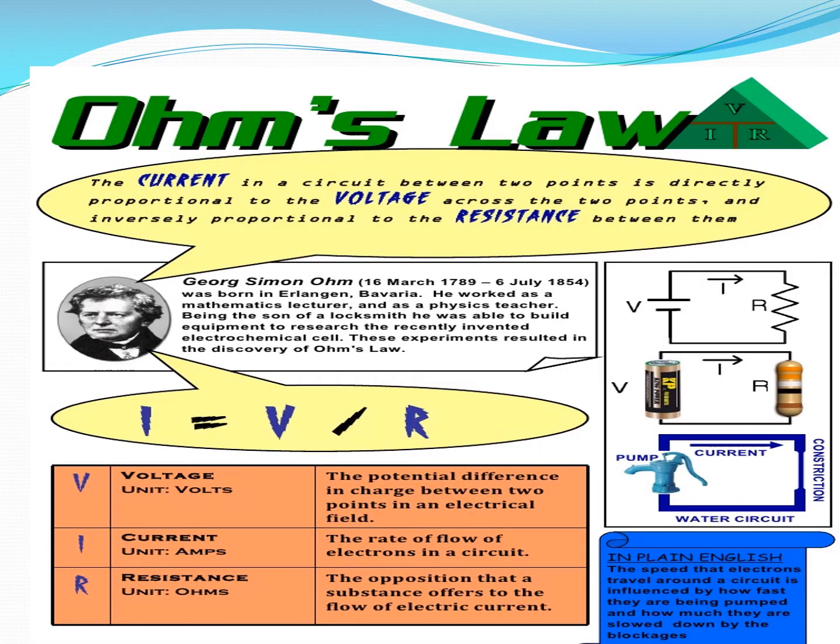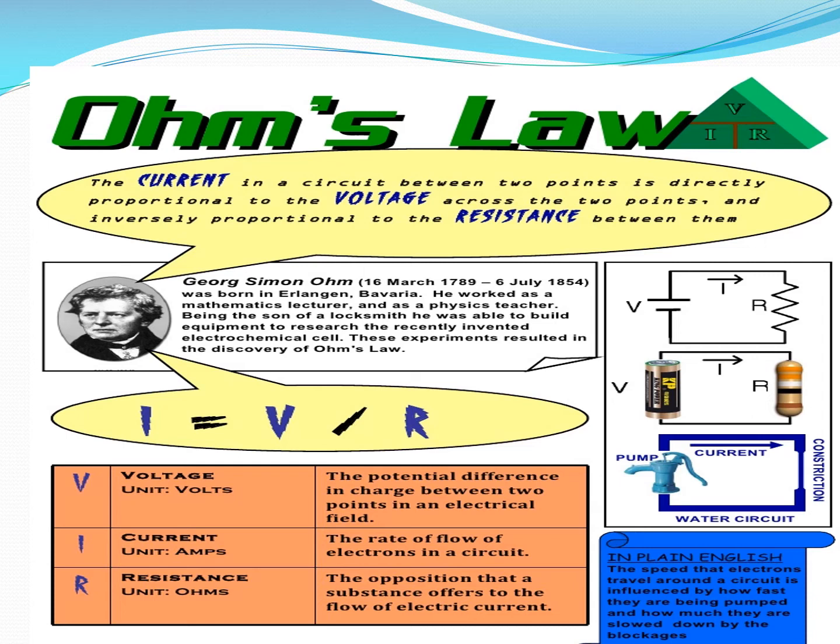In this slide, you can see a summary of Ohm's law. What is Ohm's law? Ohm's law says that current is directly proportional to the voltage. What is the symbol for current? I. What is the symbol for voltage? V. So we get a relation V is equal to IR, where R is nothing but the resistance.